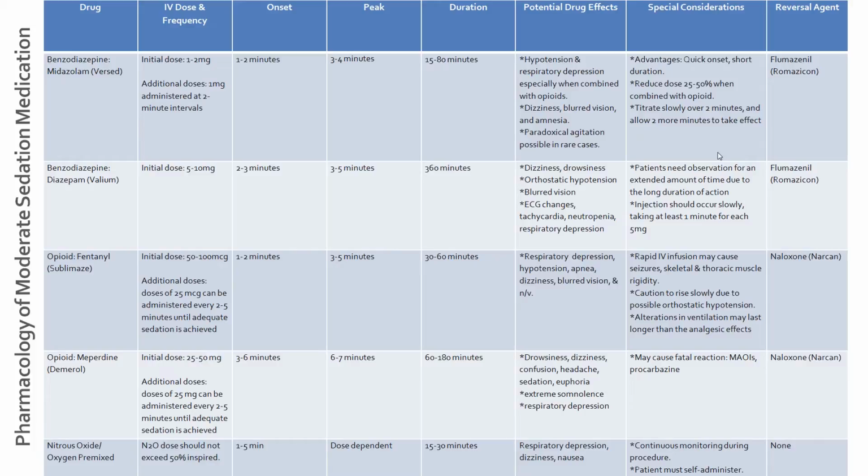An initial dose of this medication should begin at 50 to 100 micrograms, depending on the patient. Additional doses of 25 micrograms may be administered at 2 to 5 minute intervals until sedation is achieved. However, because of the short duration of most abortion procedures, an initial dose is often enough to cover the needs of your patients. The time of onset for fentanyl is between 1 to 2 minutes, and this peaks at approximately 3 to 5 minutes. The entire duration of action is between 30 to 60 minutes.